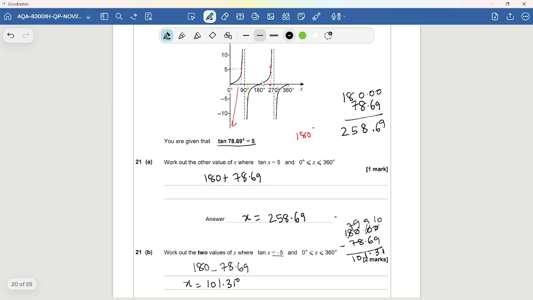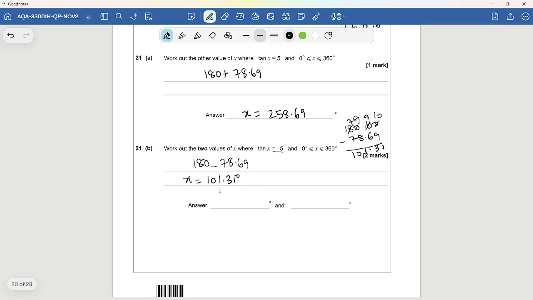Now the other value, since it's a periodic graph which has a 180 degrees period, I have to add 180 to this value to get the other value of x. So 180 plus 101.31 will give you 281.31 degrees as the other value of x. So those two values are 101.31 degrees and 281.31 degrees.